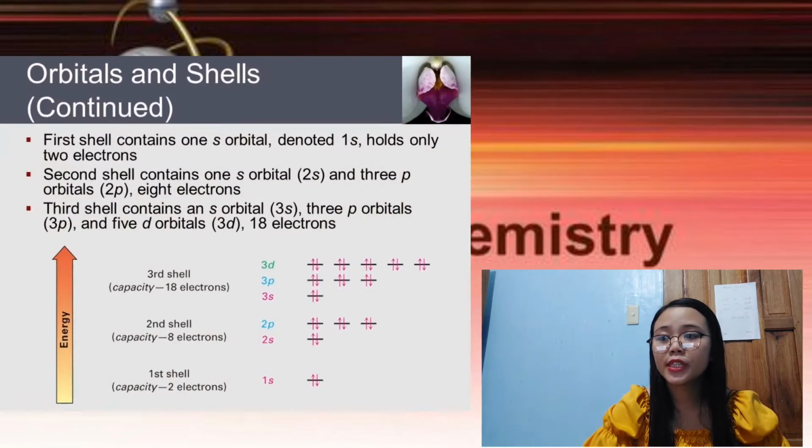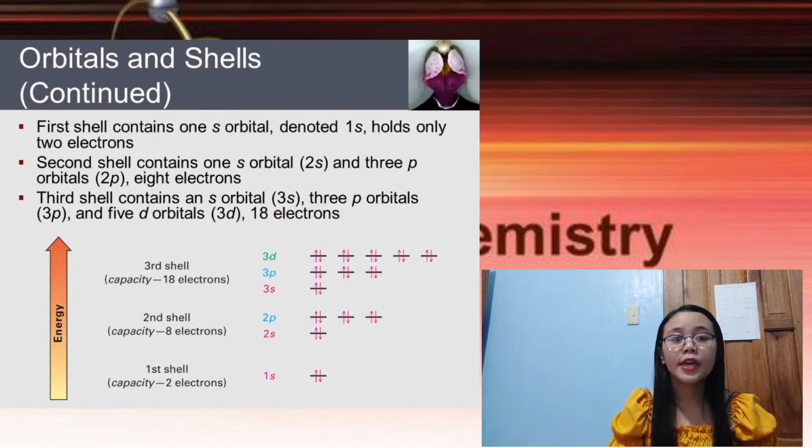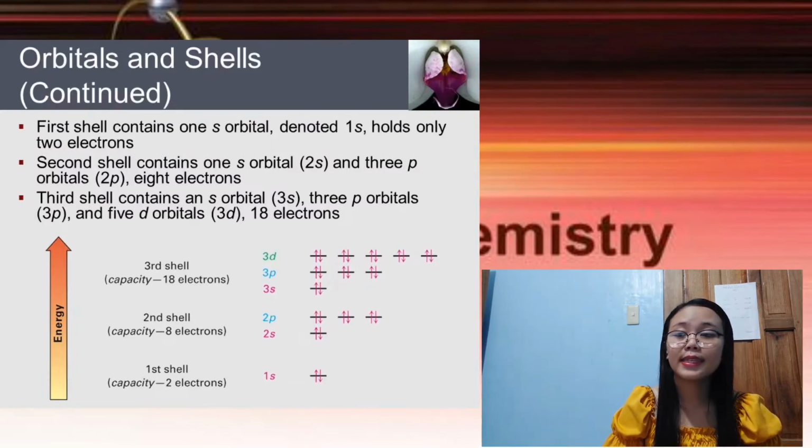So now let's proceed to orbitals and shells. Okay, the first shell contains the 1s orbital. It's denoted 1s, which means it holds only 2 electrons. The second shell contains the 2s orbital and 3 2p orbitals, and holds 8 electrons. And the third shell contains a 3s orbital, 3p orbitals, and 5 3d orbitals, which holds 18 electrons.